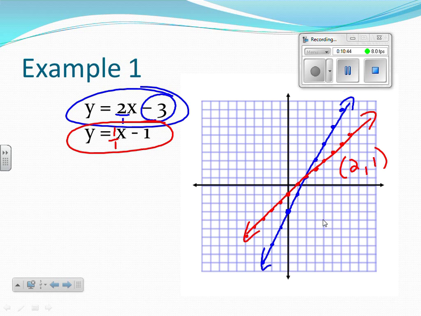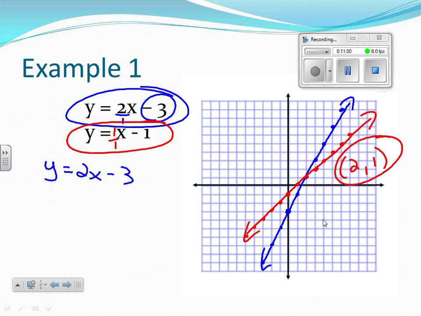Again, when you name a point, you go right or left, and then you go into the air. Down the runway, and then in the air. So here's your answer. Now, tell me. I'm going to go back to my blue equation. What does that tell me, that my answer is 2, 1?